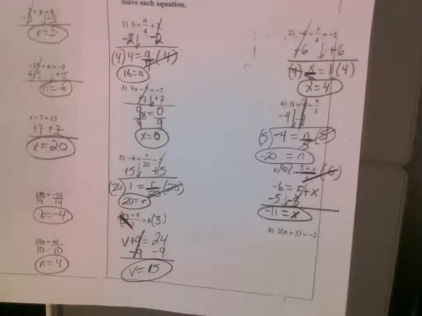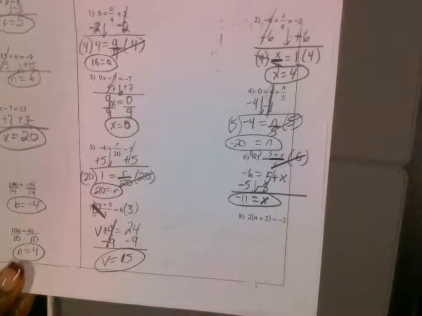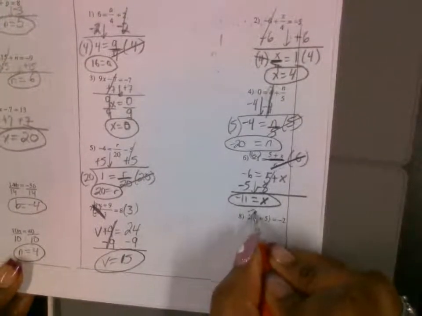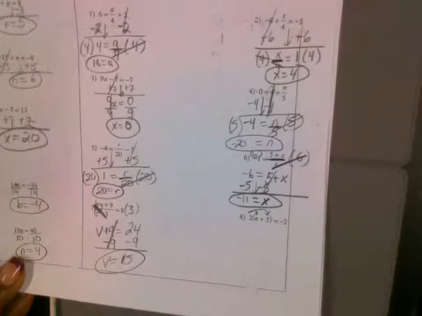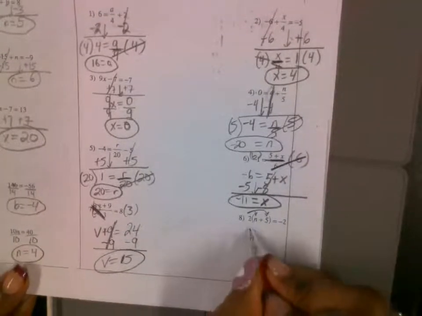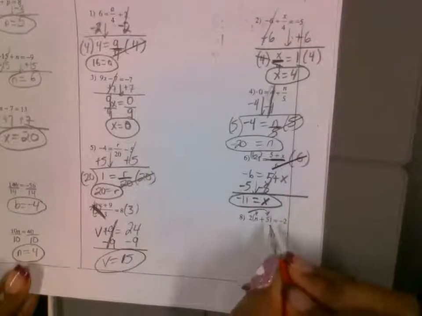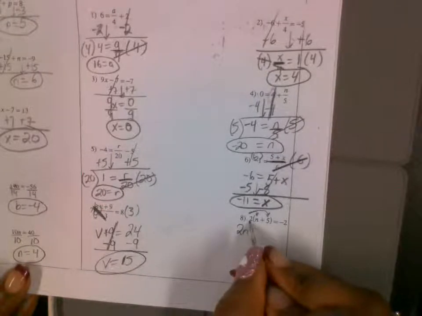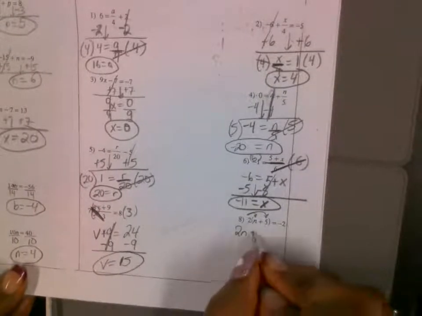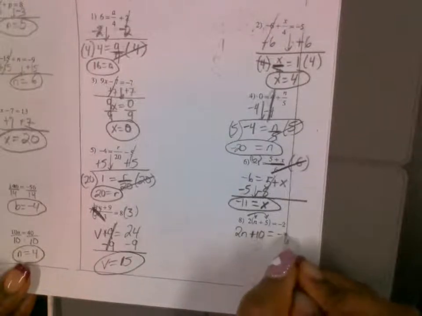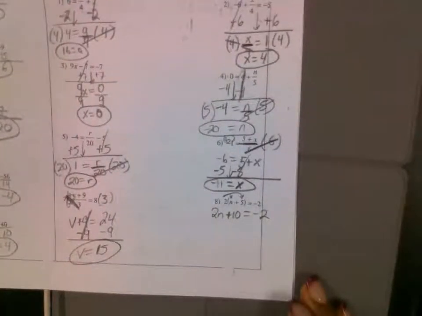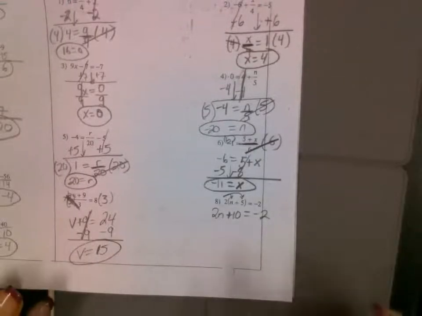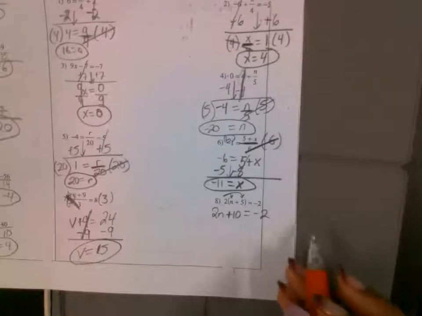You all right? Okay, let's do number 8. Let's do distributive property. That is 2 times n and then 2 times 5. What's 2 times n? 2n. And then what's 2 times 5? 10. I couldn't tell if you said n or 10 because they sound alike.